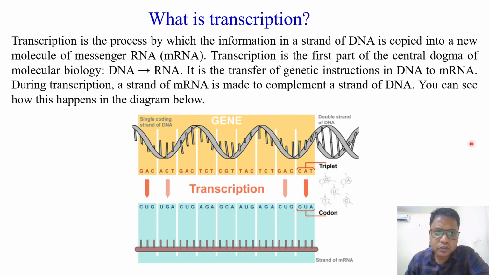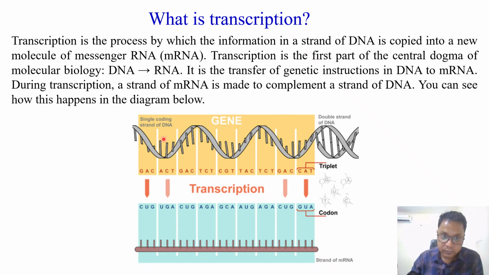So now let us talk about what is transcription. Transcription is the process by which the information in a strand of DNA is copied into a new molecule of messenger RNA. Transcription is the first part of the central dogma of molecular biology, DNA to RNA. It is the transfer of genetic instruction in DNA to mRNA. During transcription, a strand of mRNA is made to complement a strand of DNA. You can see how it happens in the diagram.